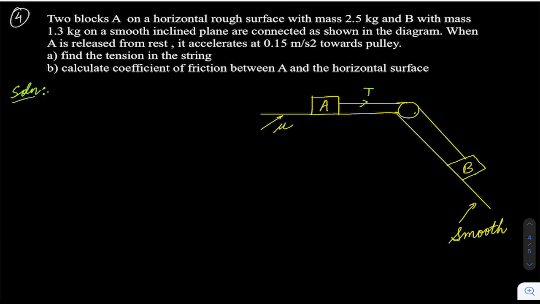What are the forces? There will be a tension here, and if it accelerates towards the pulley, this is acceleration a, so B will also accelerate parallel to the smooth inclined plane downwards, so this acceleration is also a. Frictional force will be acting in the backward direction. There is mg. What is the mass of A? A's mass is 2.5, so this is 2.5g. This will be my normal reaction R. Okay, now let's see. There will be a tension on B like this. And the one last force is mg. So mg always acts vertically downwards, so this is my mg.